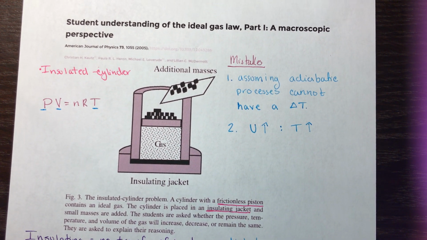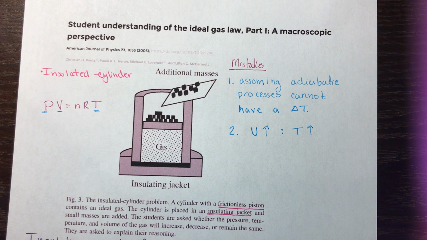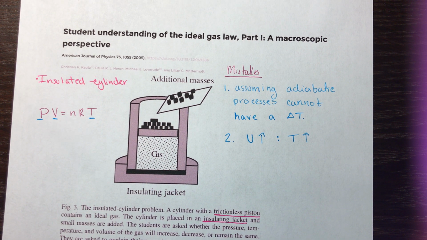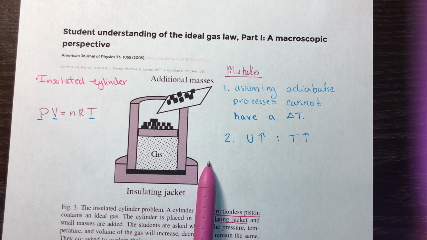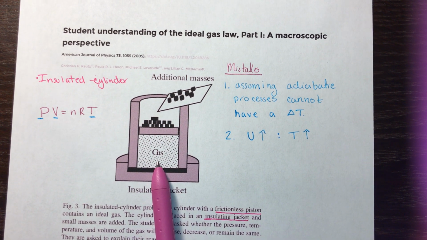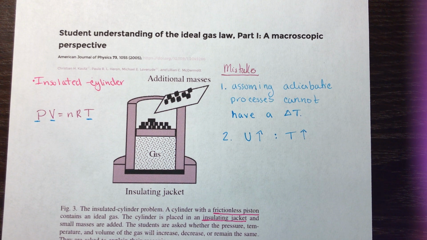So from the article, some very common mistakes that the students made during the study was, one, assuming that adiabatic processes cannot have a change in temperature. And basically what adiabatic means is that since this is an insulated cylinder, there is no transfer of heat from inside to outside or outside to inside of the container. So all the heat energy will stay inside, and all the energy or heat from the atmosphere or outside of the container will not affect what's going on inside.